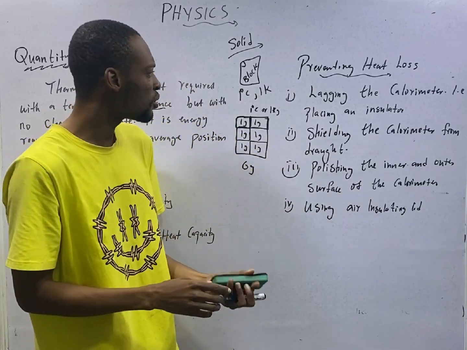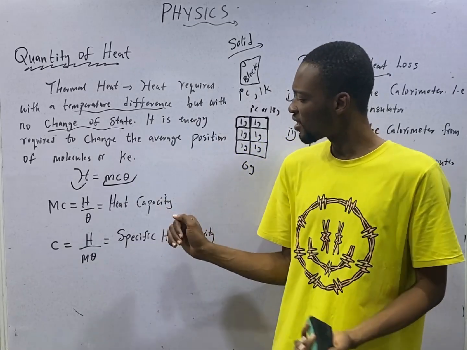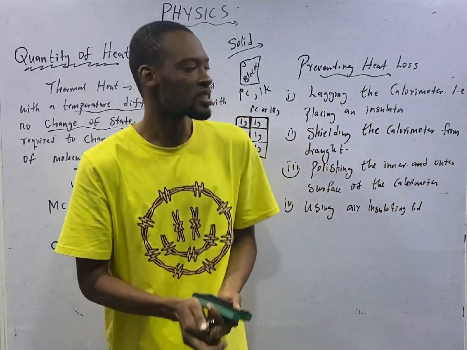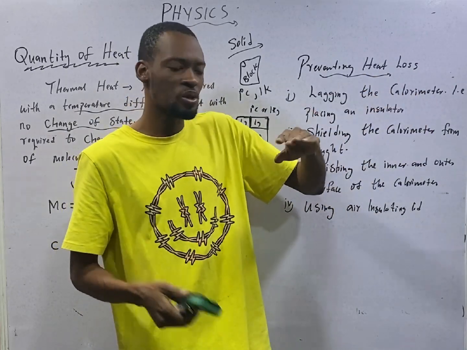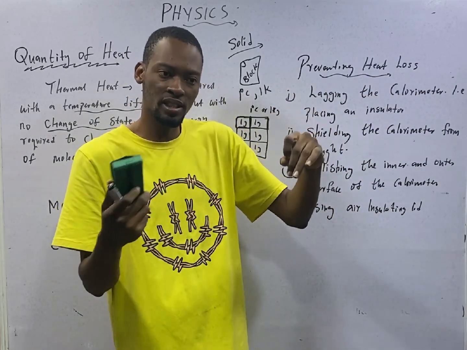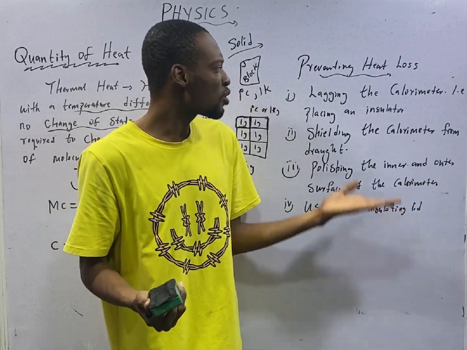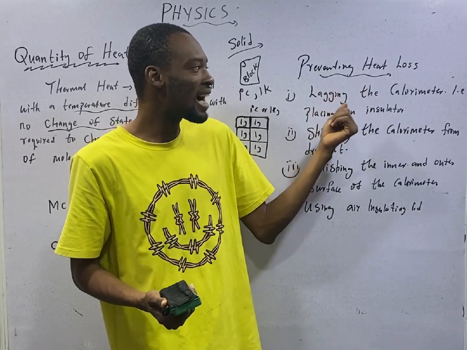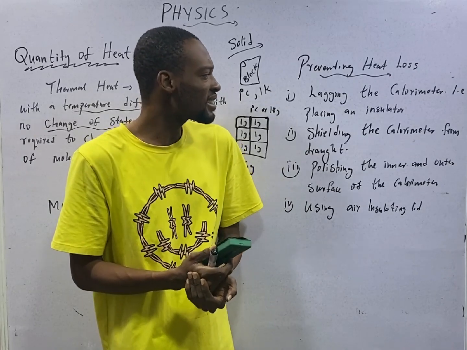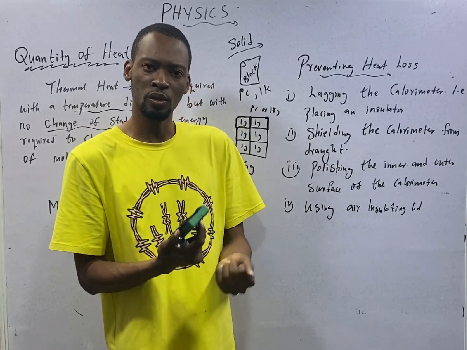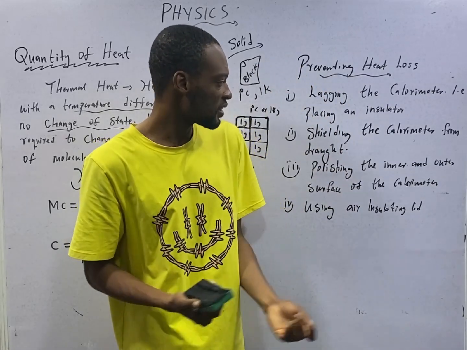In electrical method, heat is supplied to a body or an object, and this object is placed in contact with what we call a calorimeter. This calorimeter is used to determine the heat capacity and specific heat capacity of the object. To prevent heat losses, we lag the calorimeter. Lagging of a calorimeter is placing an insulator inside the calorimeter.